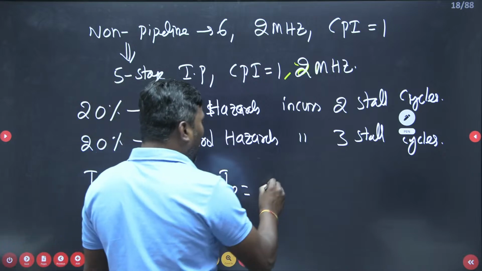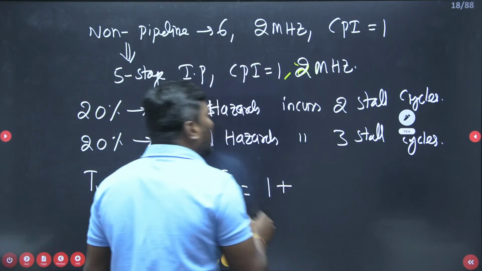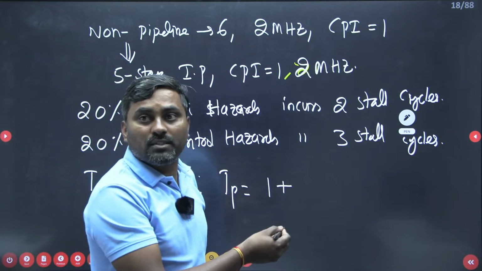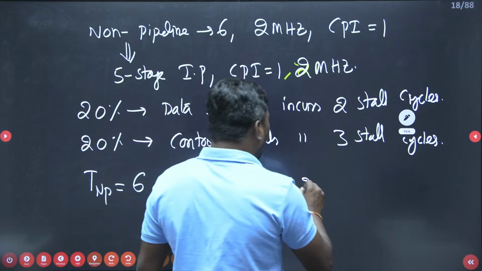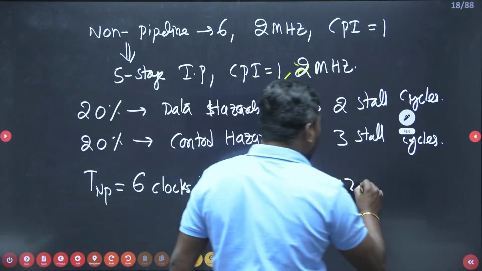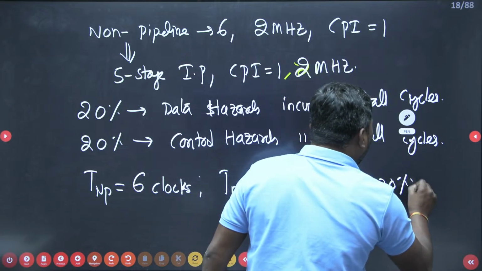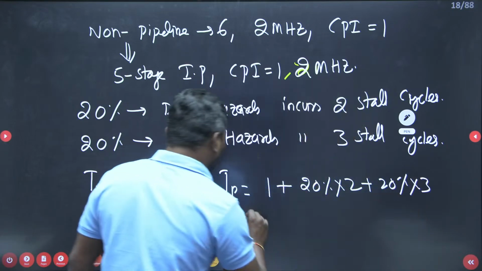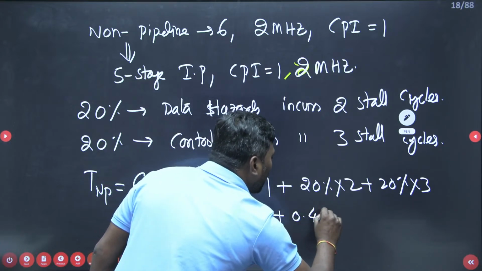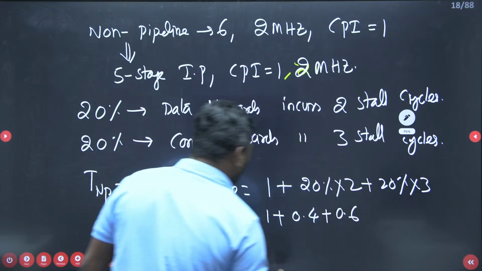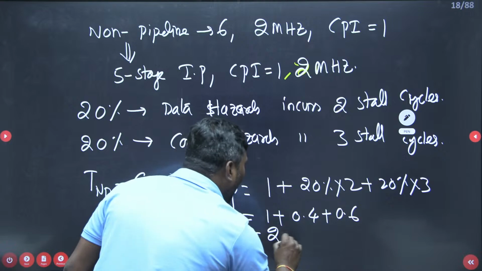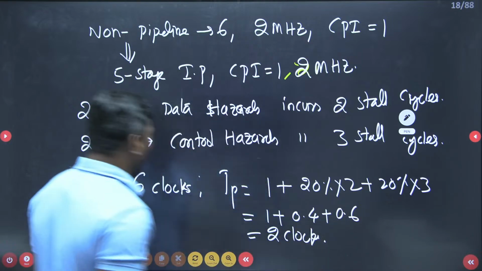Pipeline clock per instruction is generally 1 only, but due to dependency it will increase. So 1 plus 20% of data hazards incurring 2 clock cycles plus 20% of control hazard incurring 3 clock cycles. This value is 1 plus 0.4 plus 0.6. How much is this value? 2 clocks only, you'll get 2 clocks, right?